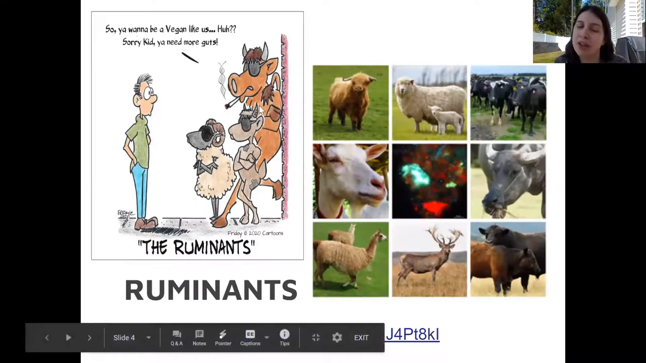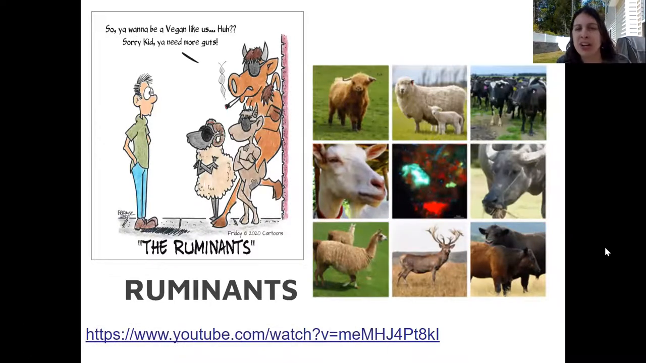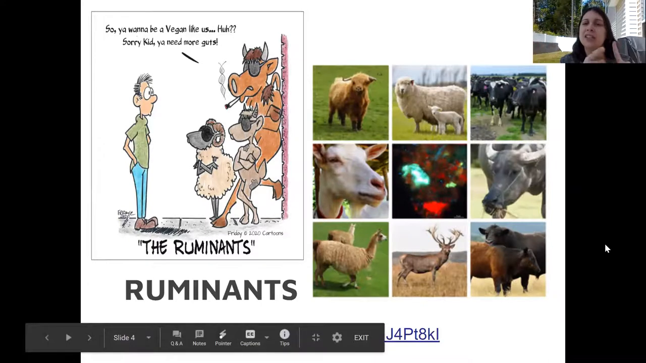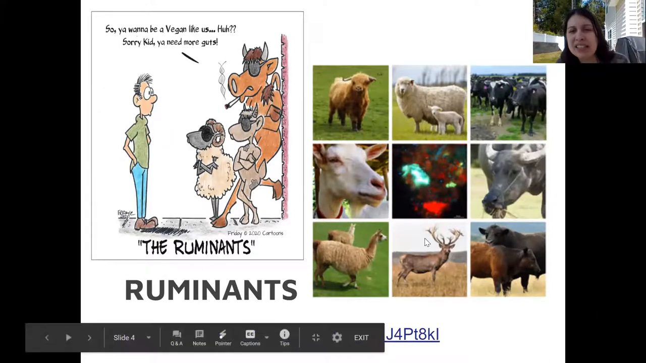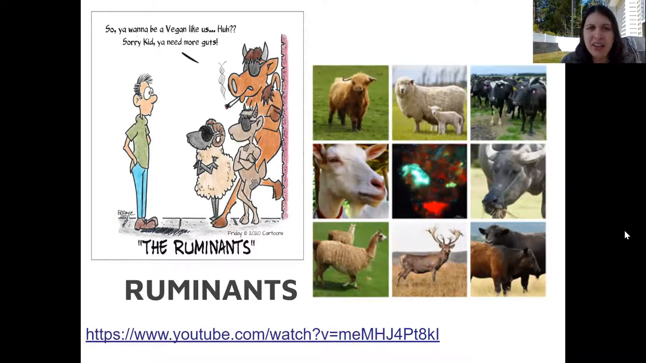So this is just a little joke that I thought was really funny. We're going to be talking about ruminants today. Ruminants are animals that are in this picture. Typically, we're going to think of cows, sheep, pigs, but animals like deer, llamas, and alpacas are also considered ruminants. So in this comic, it's a cow, a sheep, and a goat talking to this guy. And the cow says, oh, so you want to be vegan like us, meaning not eating any animal products or meat. You want to be vegan like us, huh? Sorry, kid, you need more guts, which hopefully will make more sense at the end of this unit.